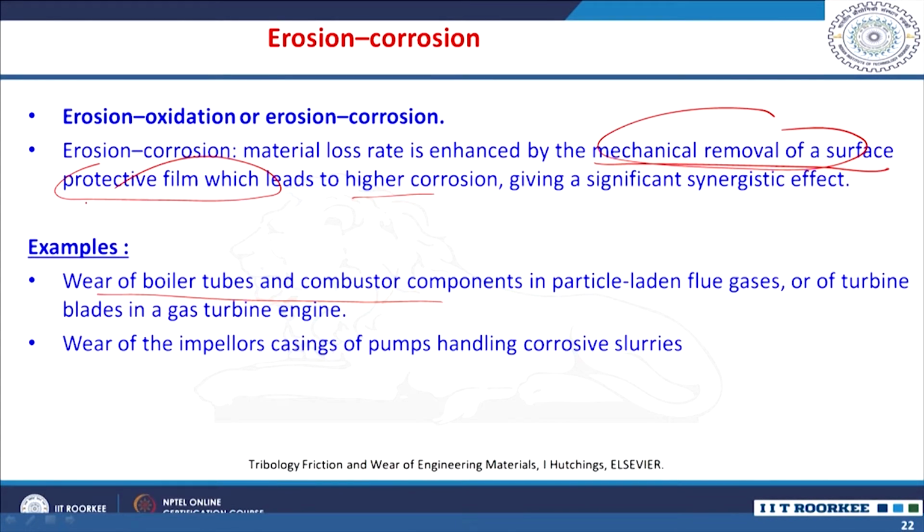So, there is a corrosion which forms a passive layer. Because of the mechanical removal of this passive layer, the corrosion rate increases. So, material is removed by both erosion and corrosion, or in other words a synergetic effect acts on the material removal in erosion conditions, which also has to be controlled for the use of several engineering components.